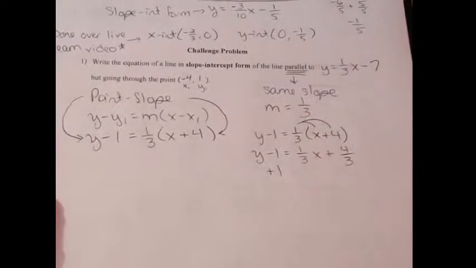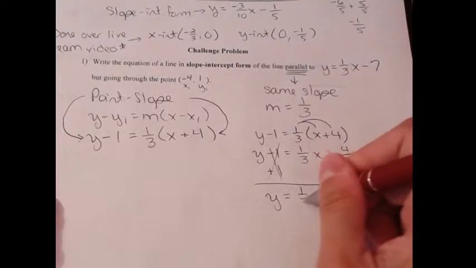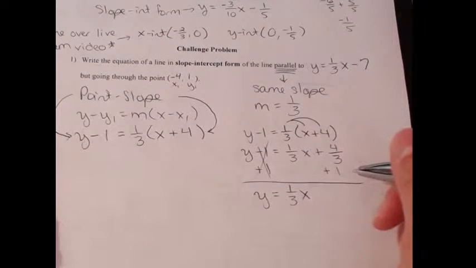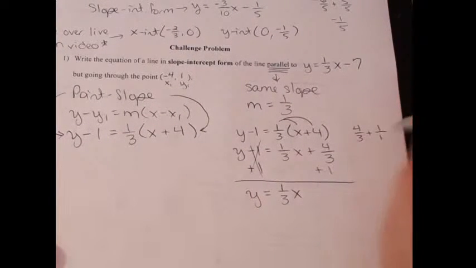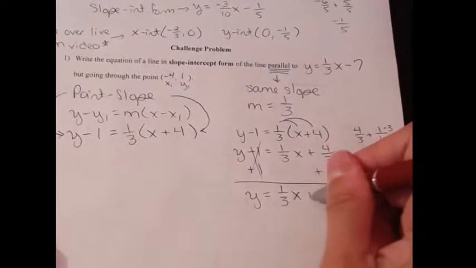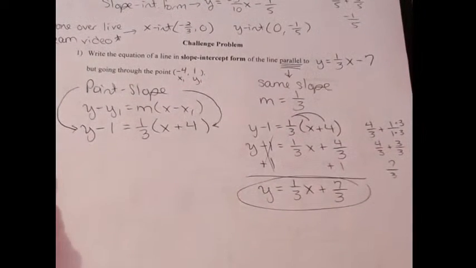Next, I must isolate my y, so I'm going to add 1 to both sides. That leaves me with y, those cancel, is equal to 1/3 x, and then we're going to add 4/3 plus 1. If you wanted to, you could do a little bit of side work here. So we can say 4/3 plus 1/1. We know we're adding fractions, so we need an LCD, which is 3. So that becomes 4/3 plus 3/3, which gives us 7/3. So our final answer is y is equal to 1/3 x plus 7/3.